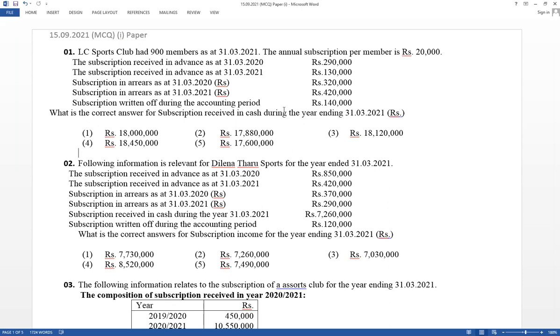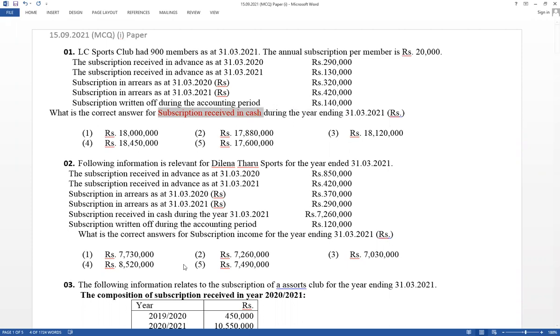Therefore, it has given subscription received in advance, subscription in arrears, as well as subscription written off. It has given opening and closing balances also. Our accounting period ends on 31st March 21, and the number of members and membership fee are also given. Subscription written off is also given. There is subscription received in cash. Think about the requirements. In question number 1, you have to prepare subscription accounts.